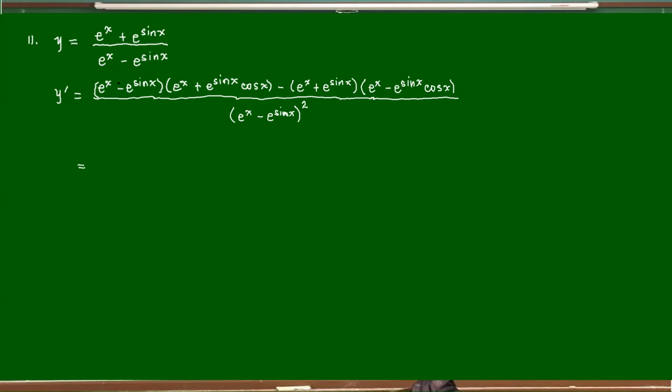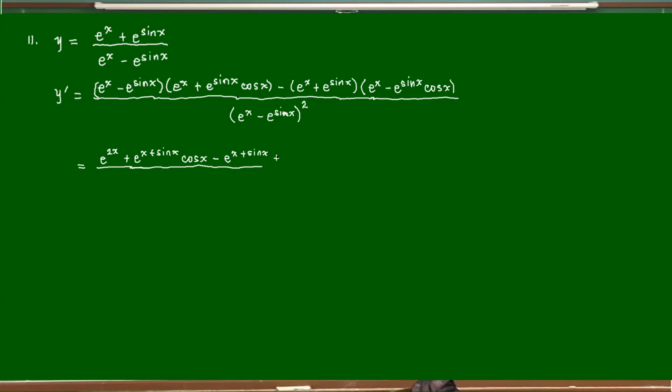Okay, let's simplify the numerator first. No? So if we distribute this, we have e to the what, guys? What do you think, guys? E to the 2x, right? Then plus e to the x plus sine x. Remember, same base, we add exponents, no? Then multiplied by cosine x. Minus e to the x plus sine x, right? We add exponents.